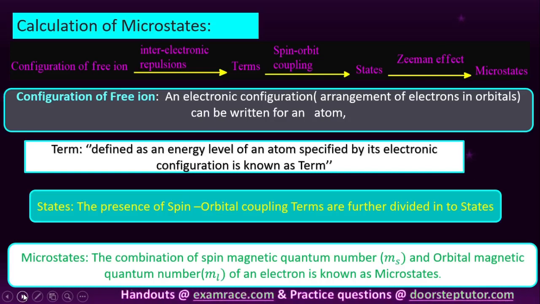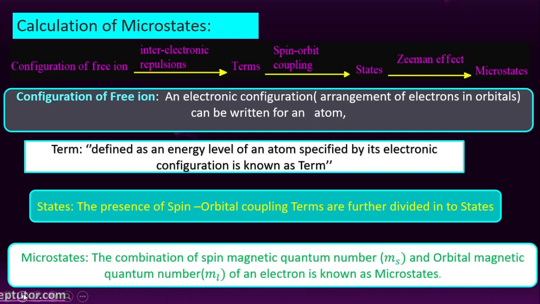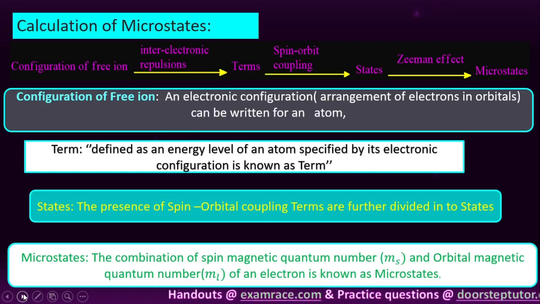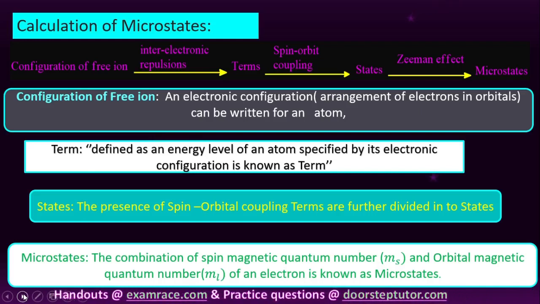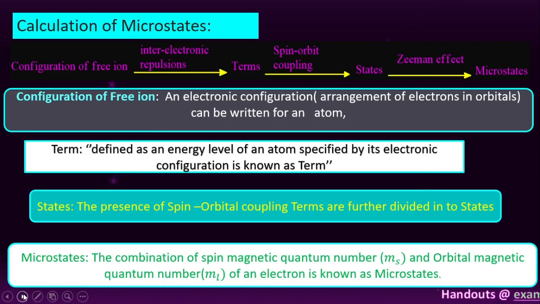So what is configuration of a free ion? An electronic configuration means the arrangement of electrons in an orbital, so we can call it a configuration of a free ion. This free ion means nothing but S1 configuration or S2, P1, P2. Like these configurations, in the presence of inter-electronic repulsions, further split into terms, right?